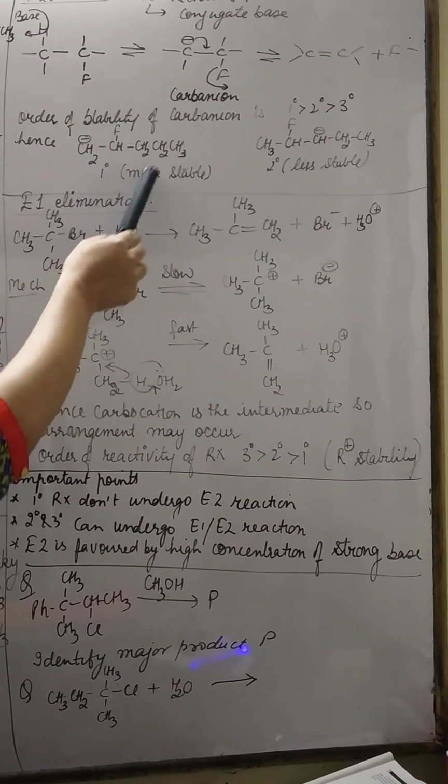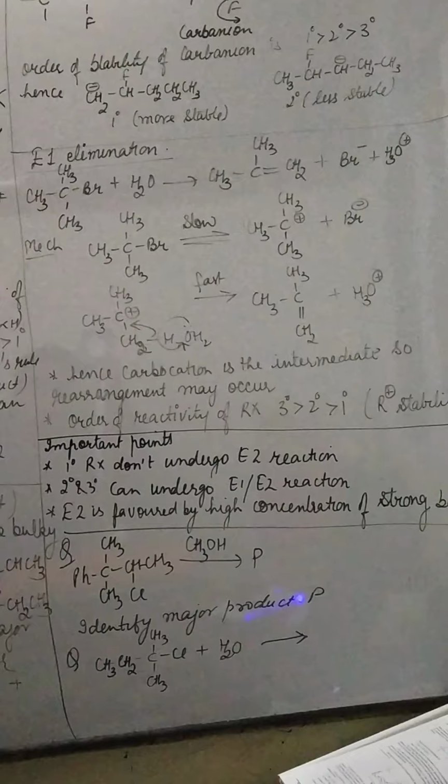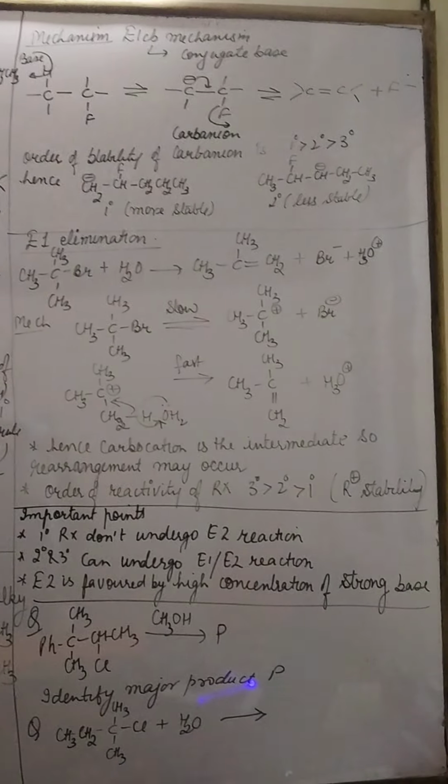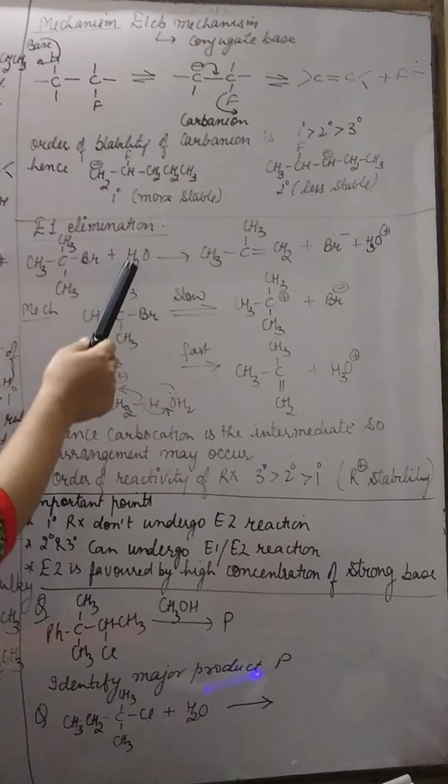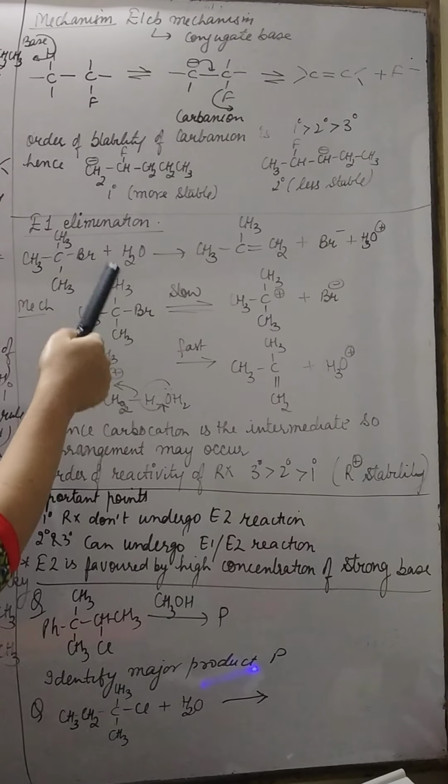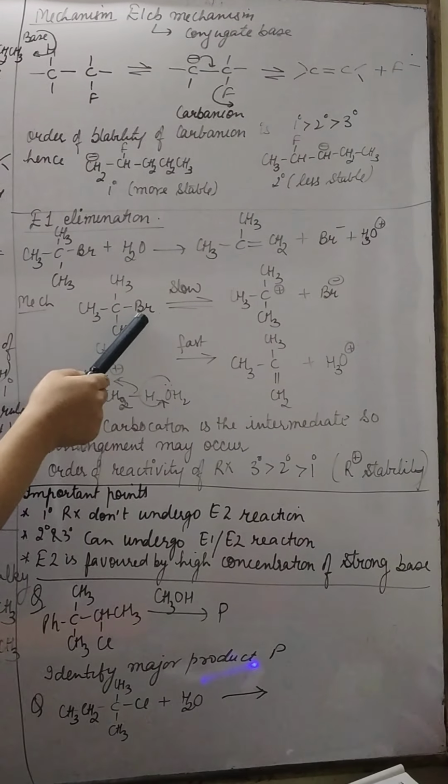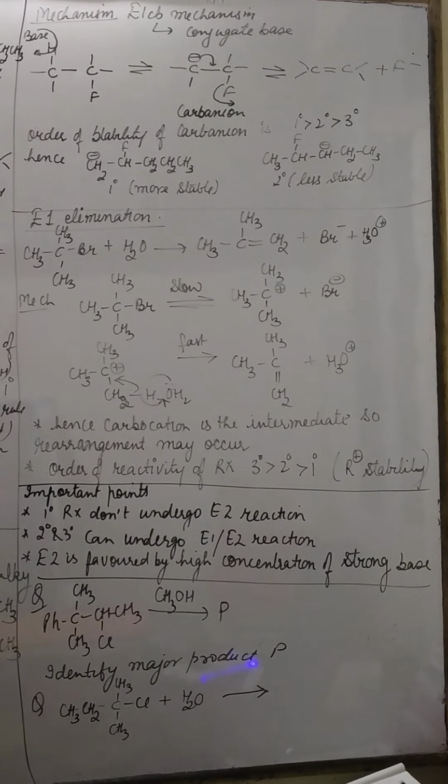Next, let us discuss another pathway, that is E1 elimination. So 1 stands for unimolecular here. In this, carbocation is the intermediate. So let's consider this reaction. How does it happen? First of all, the leaving group departs, and this step is a slow step. So carbocation generation is a slow step here. Then this carbocation loses the proton to the base and leads to formation of alkene.